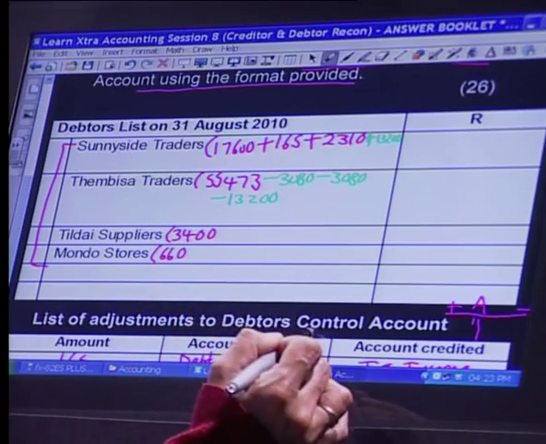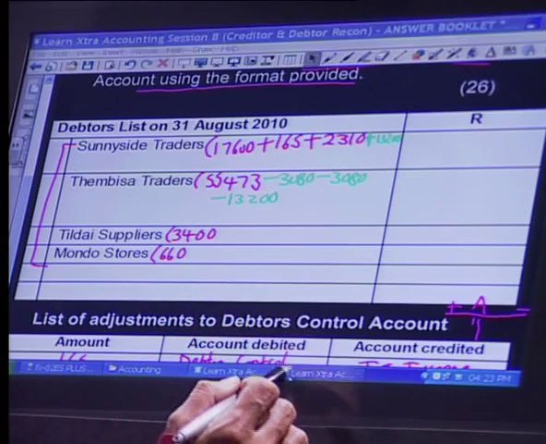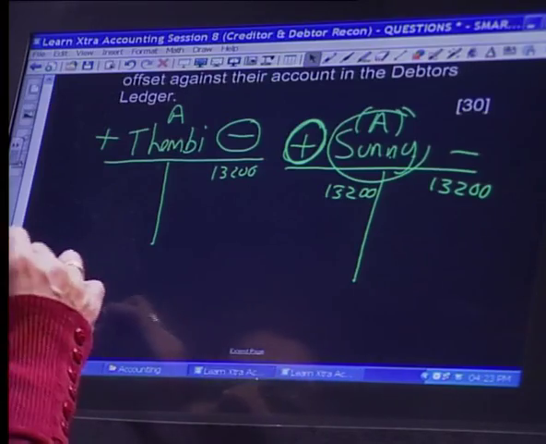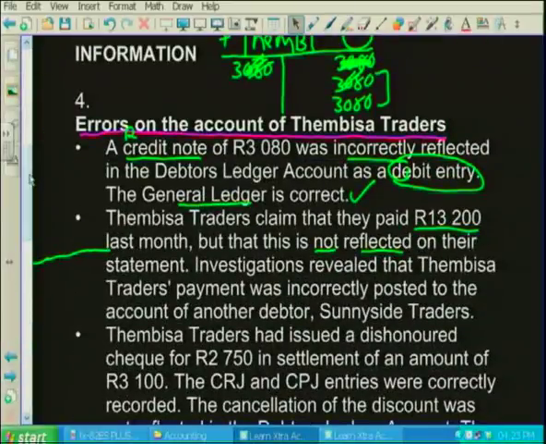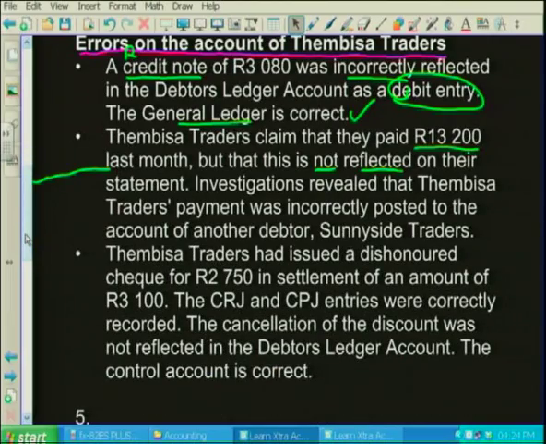Right, in terms of your debtors control account, was there an error in the debtors control account? Let's go back to the question. Okay, let's just go up there a bit. Right, so the error was just in, let's just find it quickly. Investigations revealed that Tembisa Traders' payment was incorrectly posted to the account of another debtor. So in other words, the error only occurred in the debtors' ledger. In other words, it only affects your debtors' list. It didn't affect the control account itself.